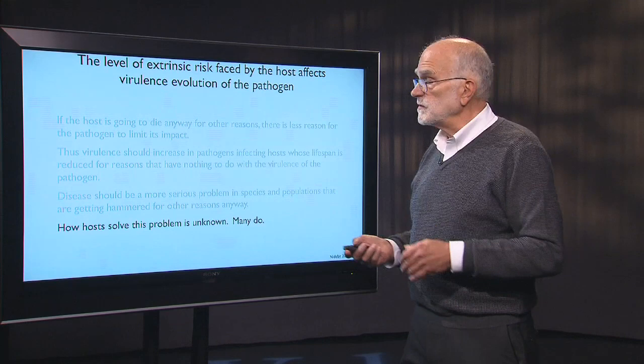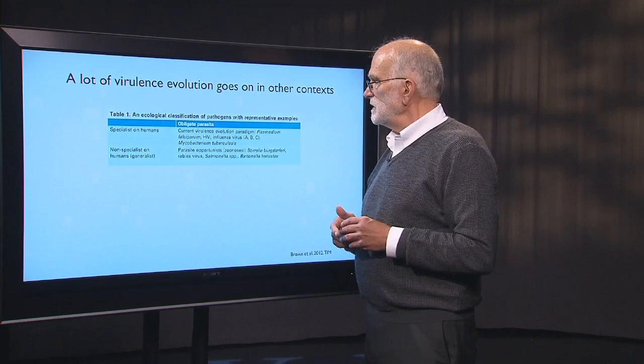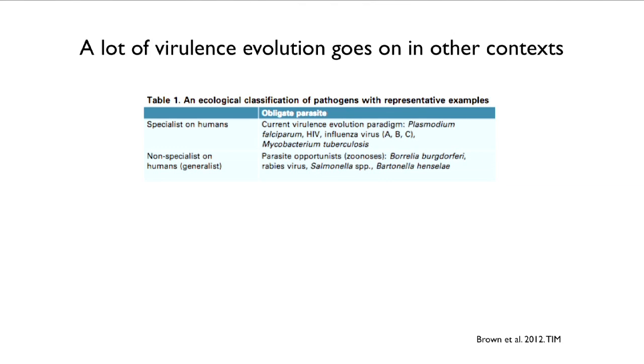Now, finally, there's a lot of virulence evolution that goes on in other contexts. Here is an ecological classification of pathogens. So we have some specialists on humans and some non-specialists on humans, and we have some obligate parasites. So that would be, say, Plasmodium falciparum, malaria, HIV in humans, influenza virus, and TB, Mycobacterium tuberculosis. Those are all things that have to complete their life cycle in humans. Then there's some generalists. So these are opportunists, such as Borrelia burgdorferi, that's Lyme disease, or rabies virus, or Salmonella, or Bartonella. Those are all things that are not specialists on humans.